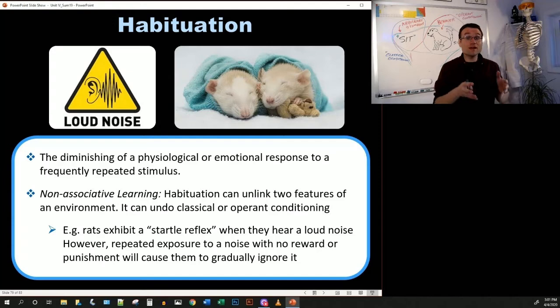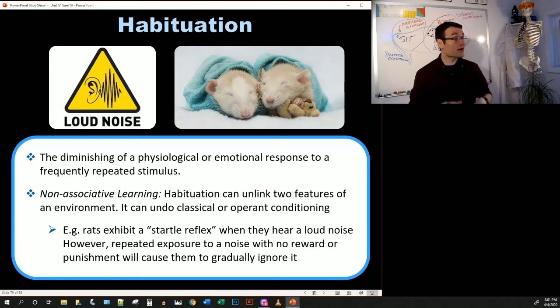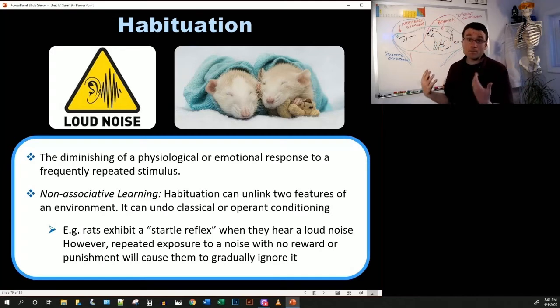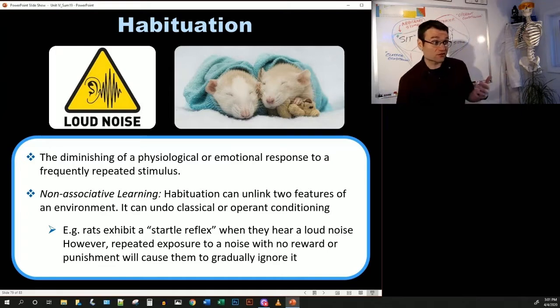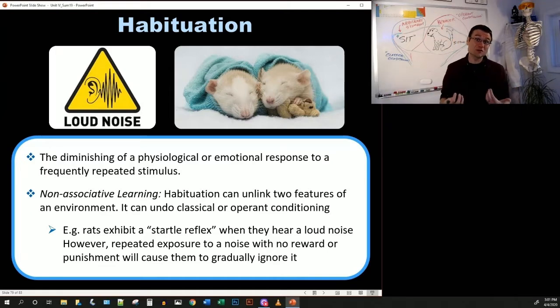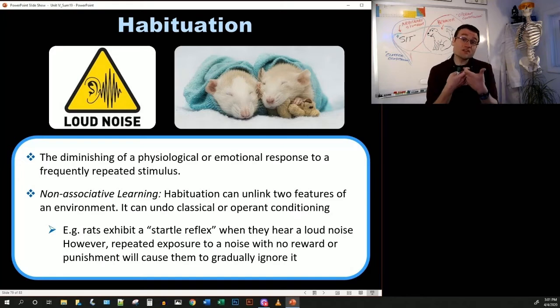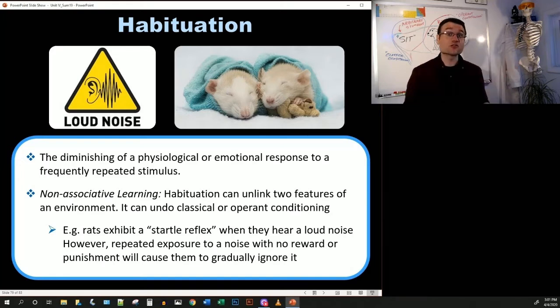So habituation is the diminishing of a physiological or emotional response to repeated stimuli without any kind of punishment or reward being attached to it. You lose association. This is non-associative learning. And through habituation, you can unlink two features of your environment.